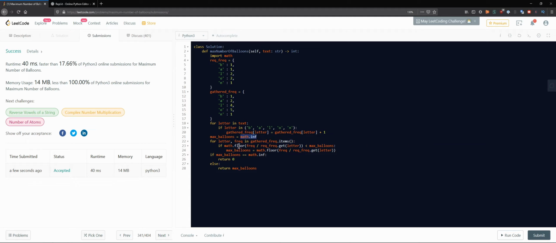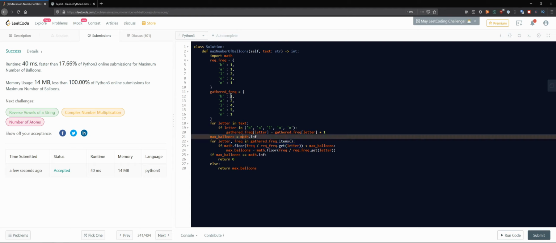They are initialized with infinity, and now we go over each of those letters in the gathered frequencies and their frequency, and when we get the frequency, we divide it by the required frequency for that letter, and we get the floor value. Just because if we have 5 divided by 2, we get 2.5, but we cannot really use 2.5 letters in a word, right? We can only use 2. That's why we floor it. And if this is less than max balloons, we can actually update max balloons. And this is how that happens.